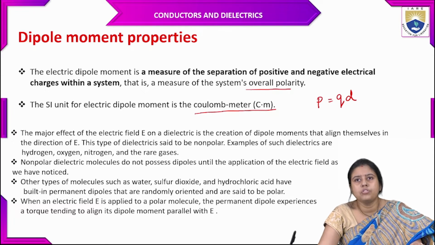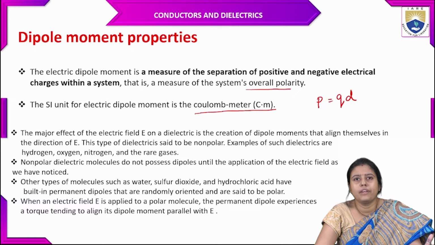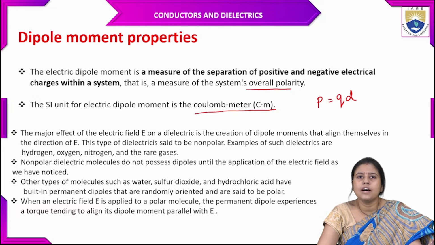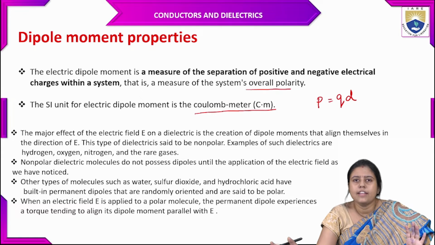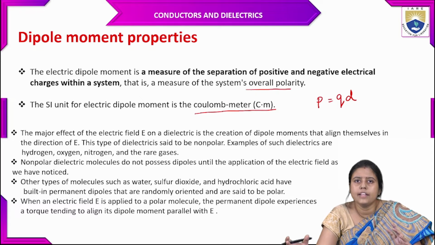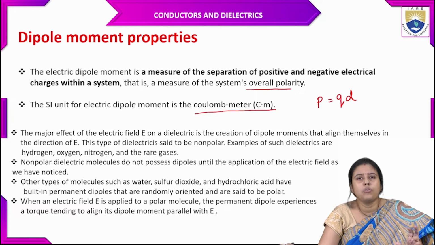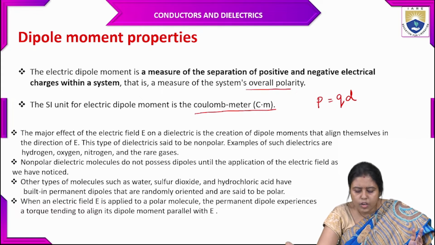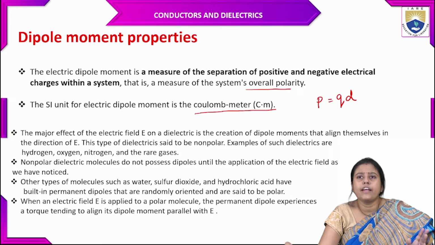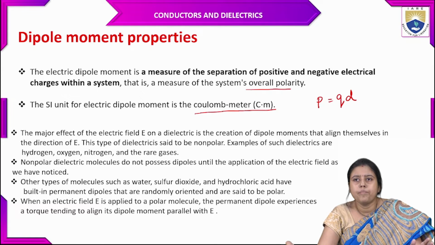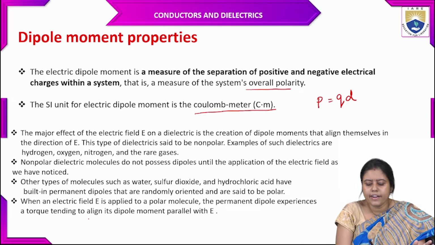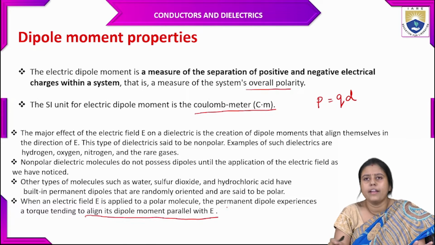Other types of molecules are compound materials like water H2O, sulfur dioxide SO2, hydrochloric acid HCl, in which one is a metal or hydrogen and the other is a non-metal. They have an inherent dipole moment, and they will align themselves such that they are always in a polar direction. When the electric field E is applied to the polar molecule, the dipole experiences a torque tending to align the dipole moment parallel to E.